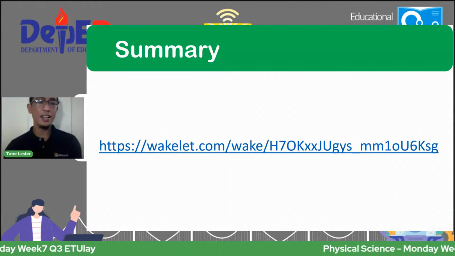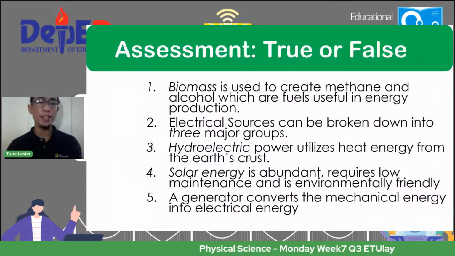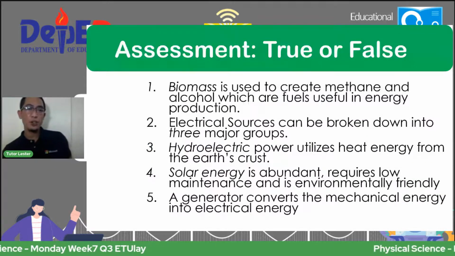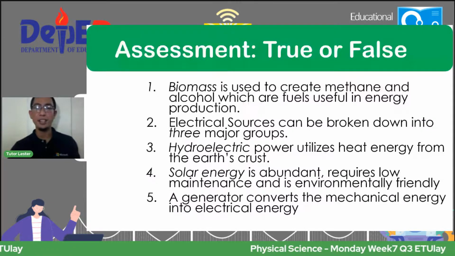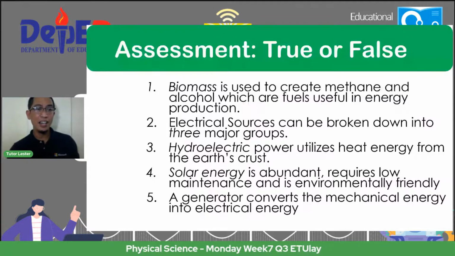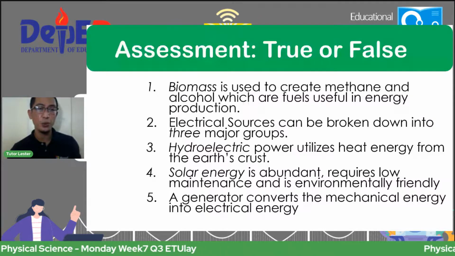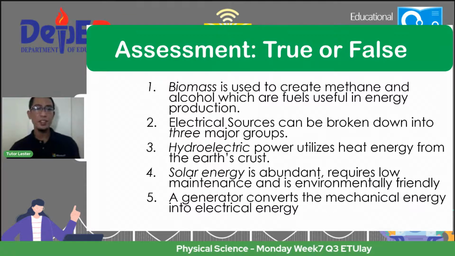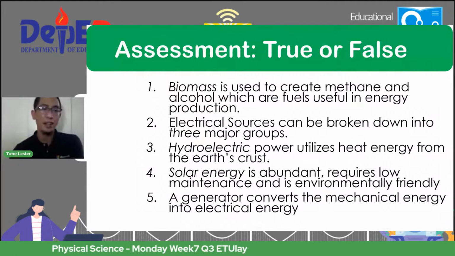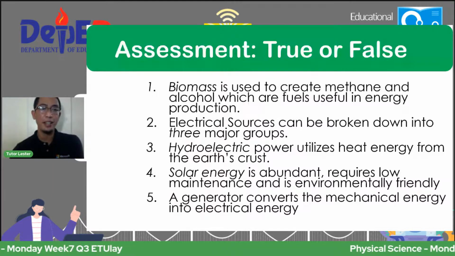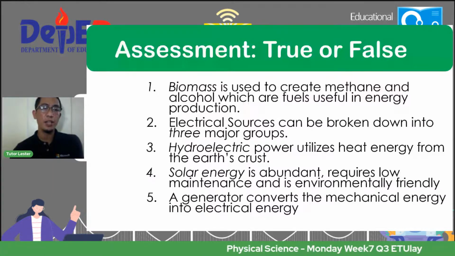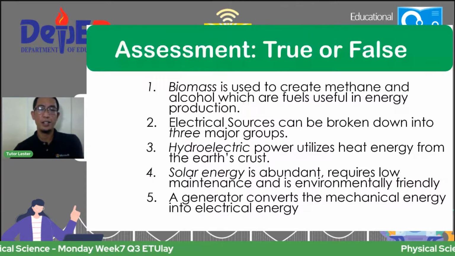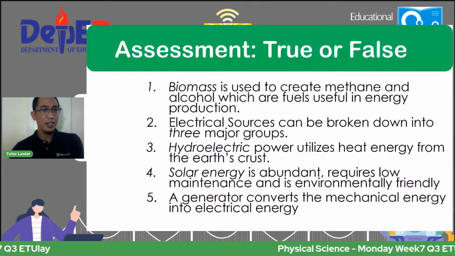Let us finish this tutorial session with an assessment. Ito po ay modified true or false assessment. Kapag true po ang sagot, sagutan po natin ng true. At kapag false naman po, let us just change the italicized word to make the statement true. For question number 1, biomass is used to create methane and alcohol, which are fuels useful in energy production. True or false? Sagot po ay true.